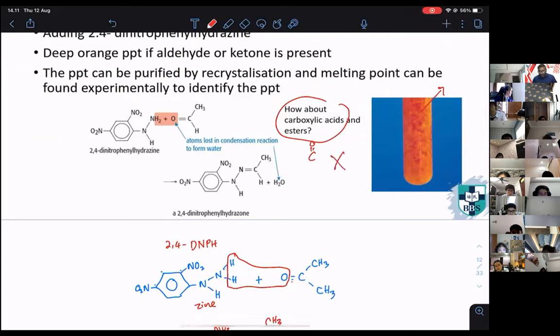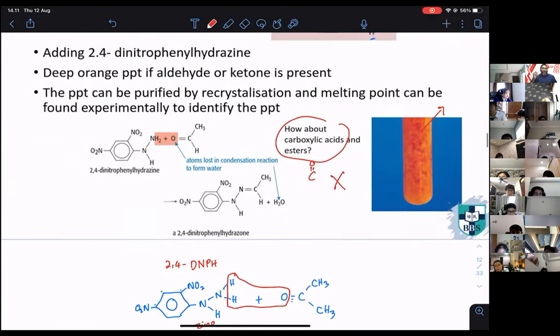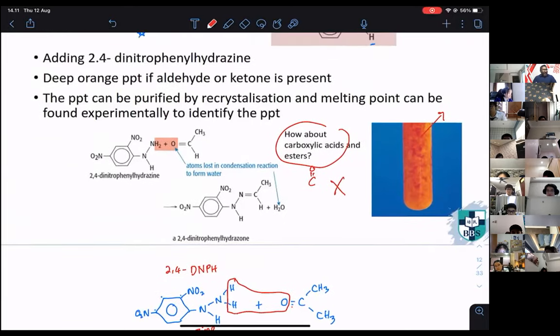The answer is no. This 2,4-DNPH is only for aldehyde and only for ketone. I'll repeat again: 2,4-DNPH is only for aldehyde and only for ketone. Do not go and say that there is a carbon double bond O, and they will give you a positive reaction. The answer is no. Why? You do not need to know.